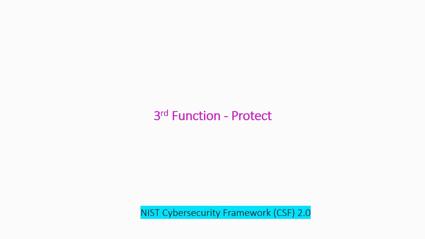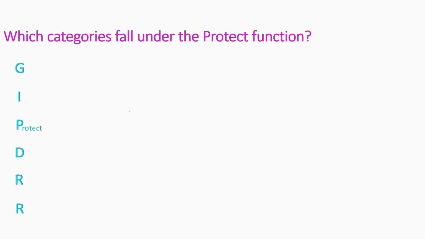In this lecture, we will discuss the third function, that is Protect. As we discussed earlier, P in ZIP-DRR stands for Protect. So the third function over here is Protect. Let us understand which categories fall under the Protect function.